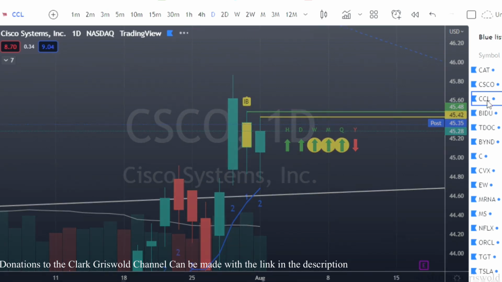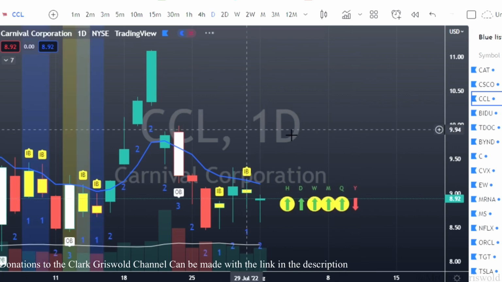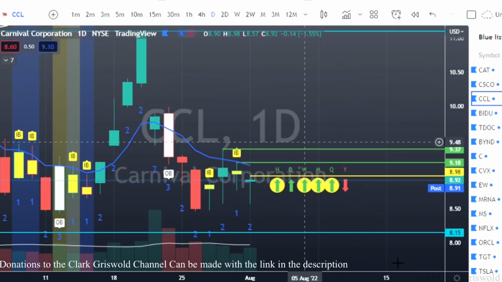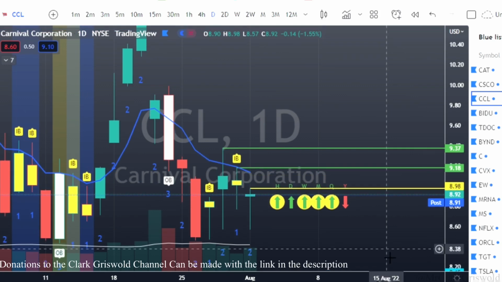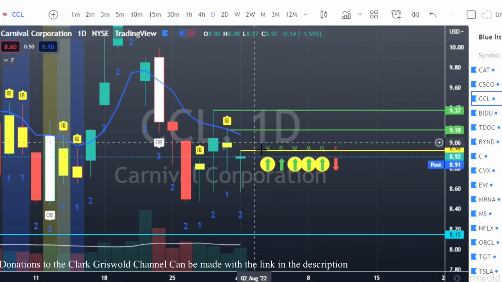Okay, CCL, Carnival Cruise Lines is up next. CCL, 1-2-2 reversal again is what we're looking for. Kind of a hammer candle there. We can call it a hammer candle. Calls at 8.98. 1-2 down green. And we're looking for a 2 up reversal.